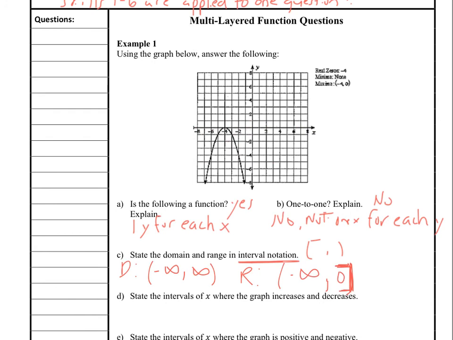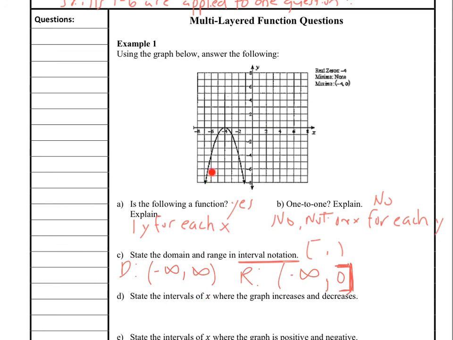Part D, state the intervals of x where the graph increases or decreases. Okay, so increasing and decreasing, this is where we only care about the x value. So where is the graph increasing? So as I go from left to right, okay, if you need to write that down, write it down right in here. As I go from left to right, what's happening? And notice it says the intervals of x. Again, I don't care about y.